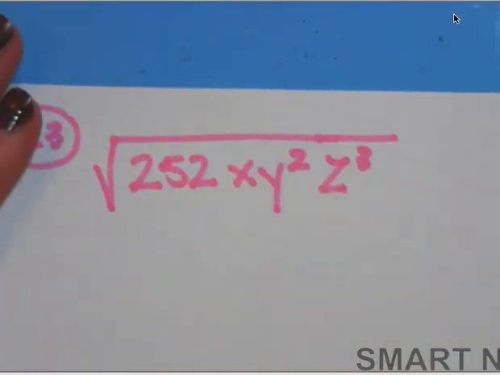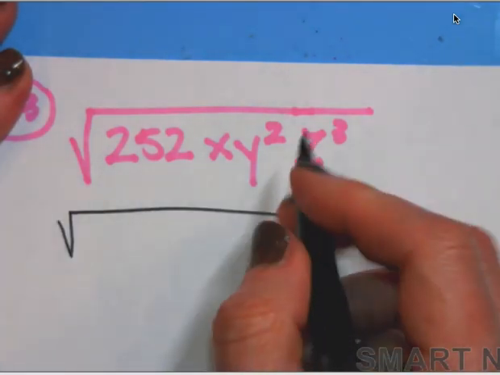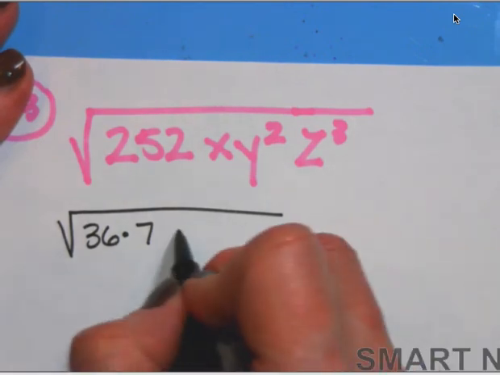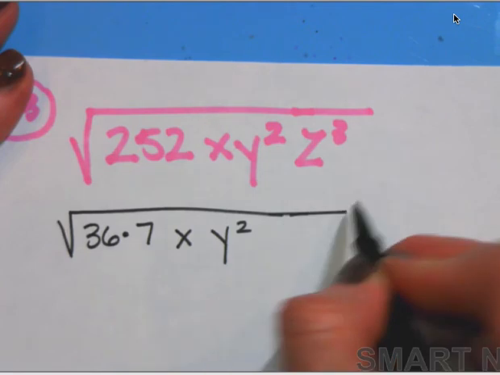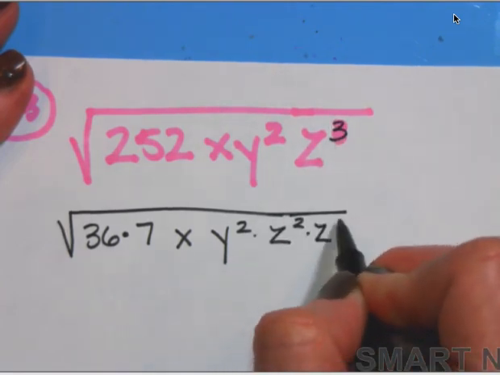Let's look at number 23. And number 23, okay, and I'll do this one slow. So this is 36 times 7. That's my coefficient broken down. X to the first, odd, not a perfect square. Y squared is a perfect square. This is z cubed. I would think of that as z squared times z to the first.